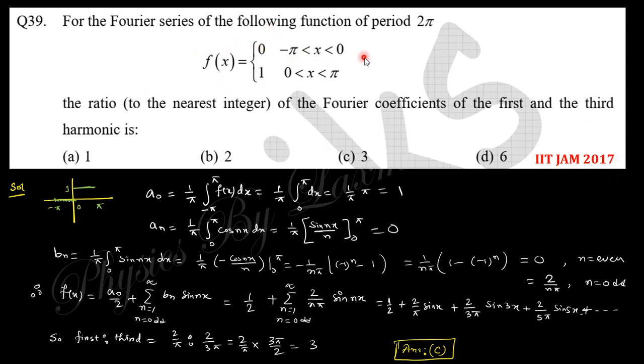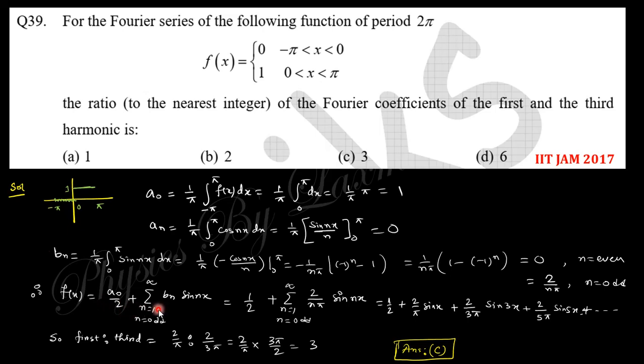Next question. This was asked in JAM 2017. This function is given with period 2 pi. We need the ratio of the Fourier coefficients of the first and third harmonic. For that you must find these coefficients. We find a0 is 1, an is 0, and bn is like that: for even n this is 0, for odd n it has a value. After that we can get the solution.